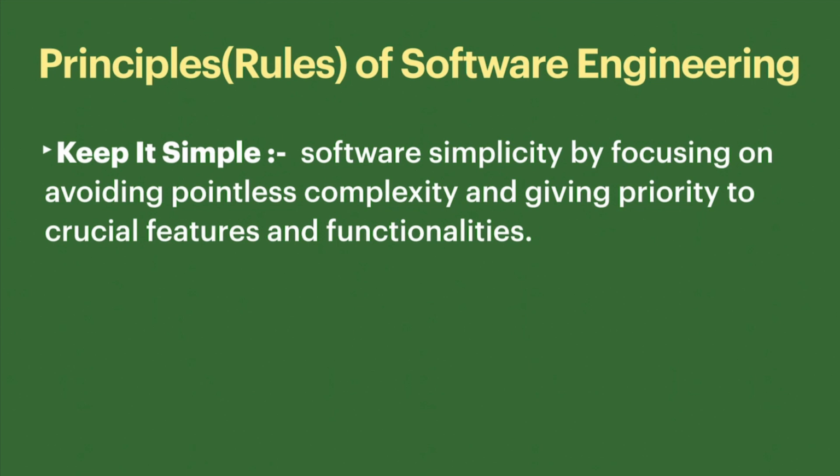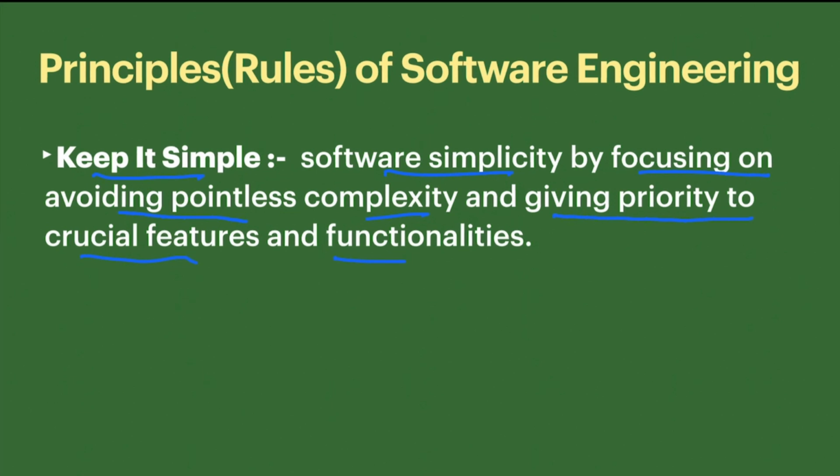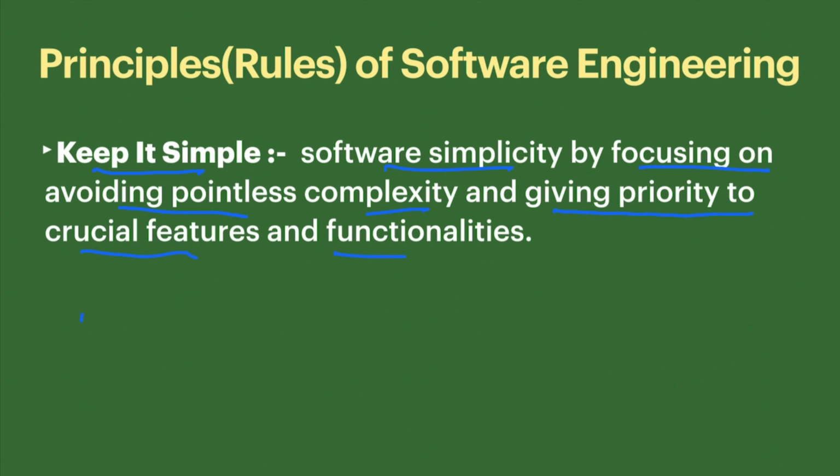So the next point is keep it simple. Software simplicity means focusing on avoiding pointless complexity and giving priority to crucial features and functionality. So here keep it simple means that software should be simple and should not be complex. In this phase we will avoid the complexity of the software. Software should not be complex and hard for other developers to understand. So software should be simple and understandable by other team members.